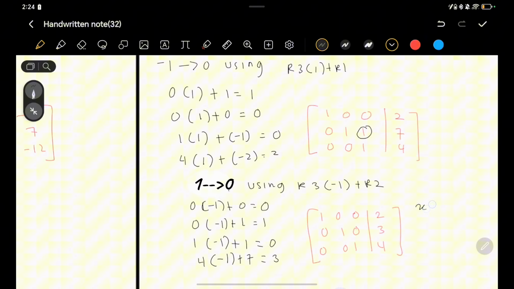Now the matrix is already in the form of identity matrix. So the answer is x equal to 2, y equal to 3, and z equal to 4.